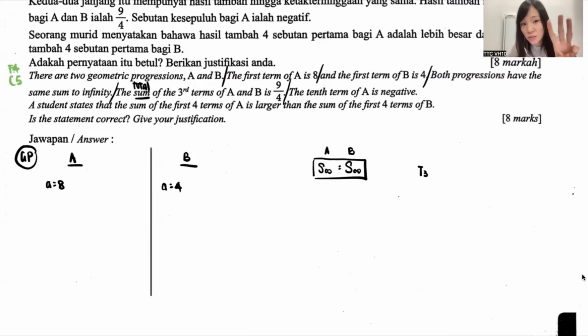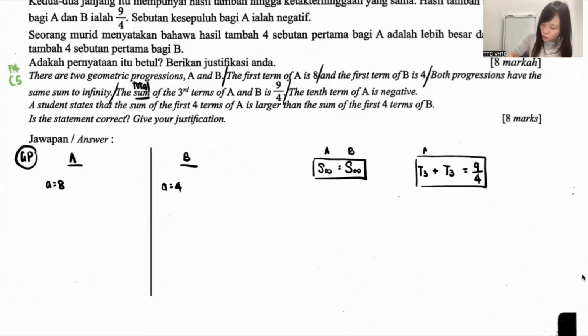So the sum of the third term of A and B. That means the T3 for A, the T3 for B, if I sum them up, if I total them up, isn't it equivalent to 9 over 4? This one is for A, this one is for B. Understand? Next, the 10th term. 10th term is T10. T10 of A, my dear, is negative. Okay, negative, I will say smaller than 0.